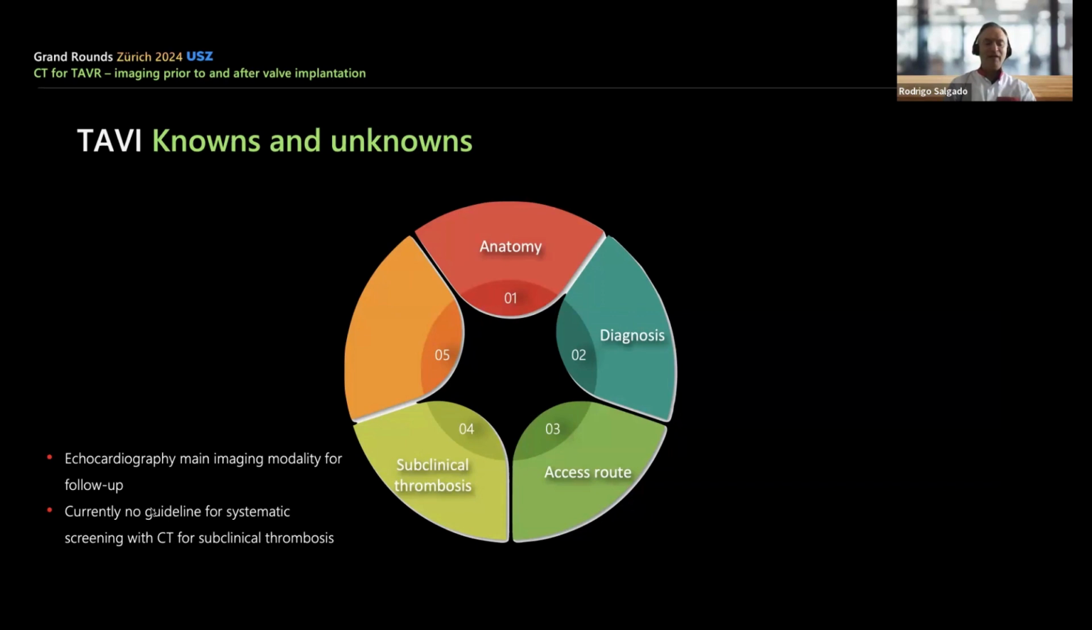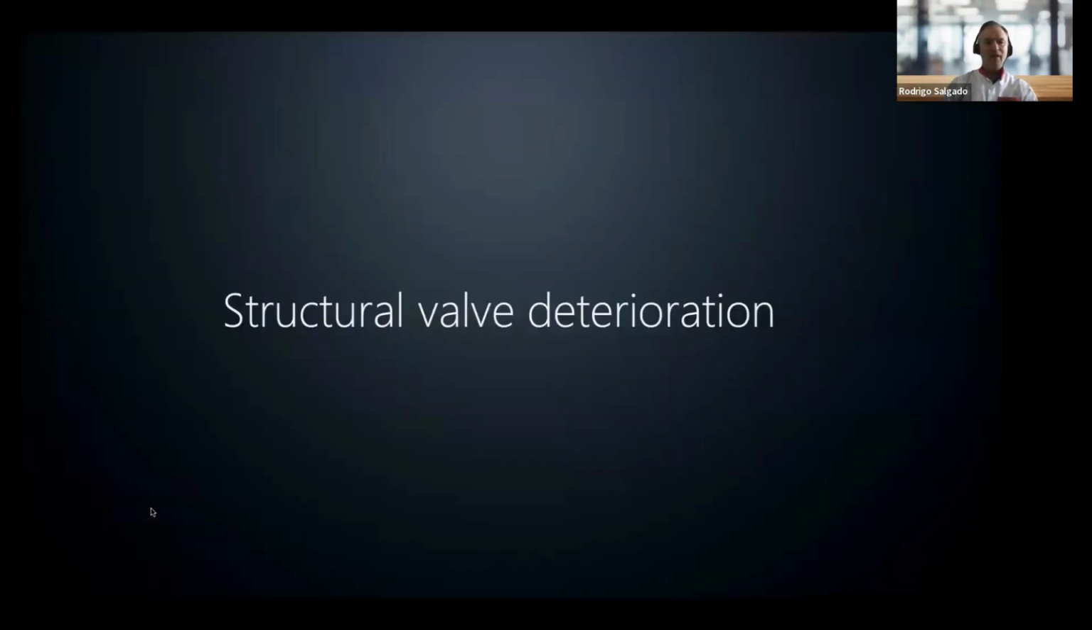So, regarding subclinical thrombosis after the procedure, I think there is no place for systematic screening with CT now. There is no guideline that says you must do so. And for the most important complications, paravalvular leakage is mostly an ultrasound diagnosis, but on occasion, CT can be helpful regarding the position of the valve in a patient who has a persistent abnormal ultrasound.